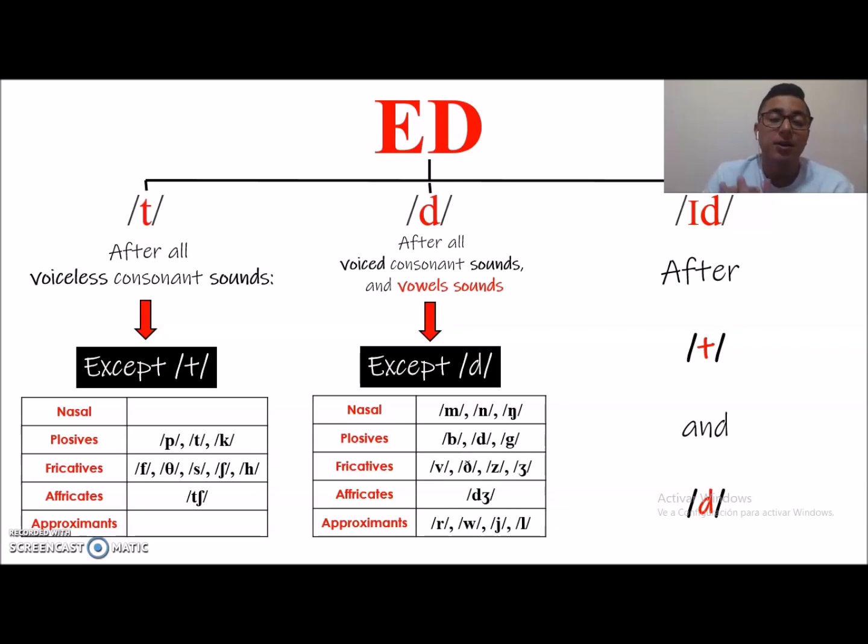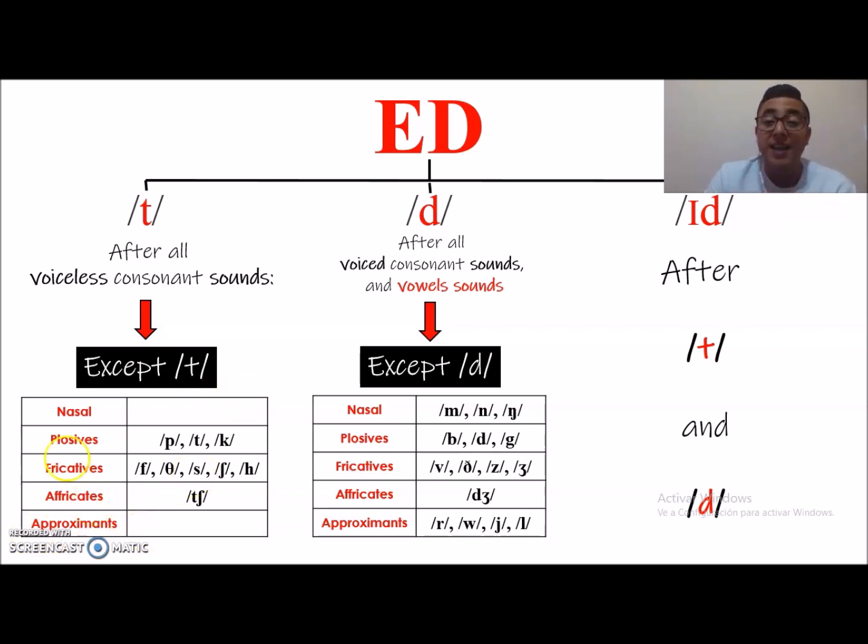And this d sound is pronounced after all the voiced consonant sounds and also the vowel sounds. That's why it's really important for you to remember the vowel sounds and the voiced consonant sounds. So in here we have more consonant sounds because we make some effort when we pronounce these consonant sounds.